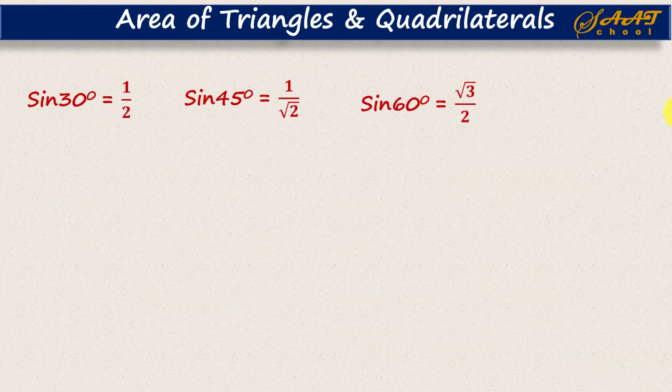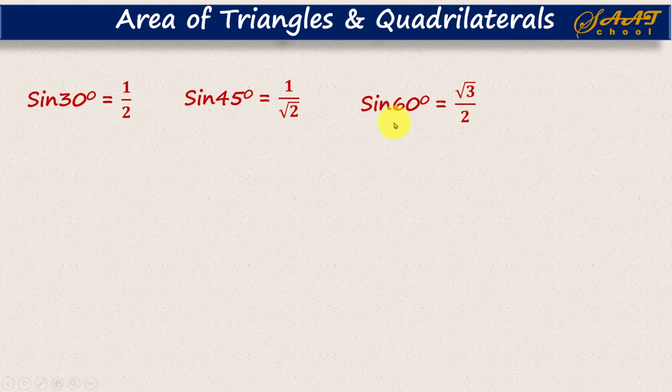We have already discussed these acute angles in our previous video, where sine 30 is 1 by 2, sine 45 is 1 by square root of 2, and sine 60 is square root of 3 divided by 2. So these are for acute angles.